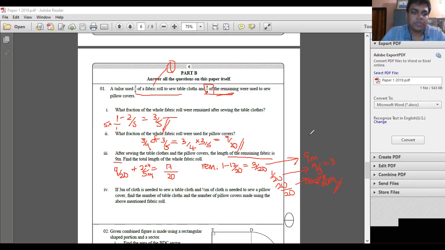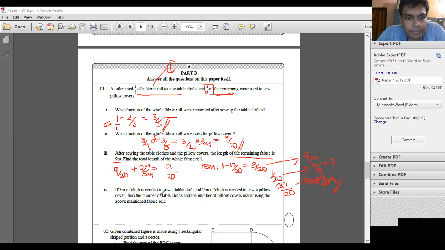And now we are moving on to the next part, where they ask: if 3 meters of cloth is needed to sew a tablecloth and half a meter of cloth is needed to sew a pillow cover, find the number of tablecloths and the number of pillow covers made using the above mentioned fabric roll.